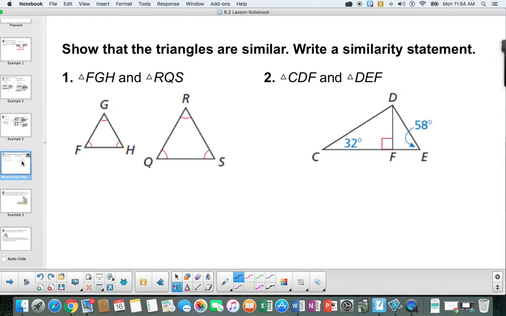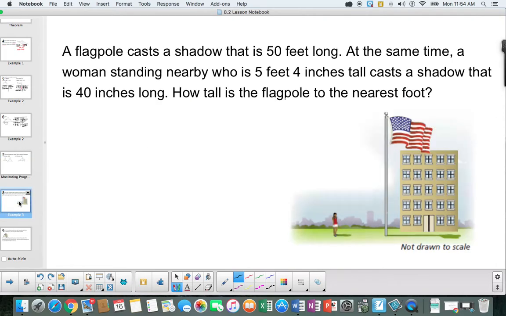All right, here's another opportunity to show that triangles are similar and to write a similarity statement. I'll let you check that in the book. Let's move on to this problem.